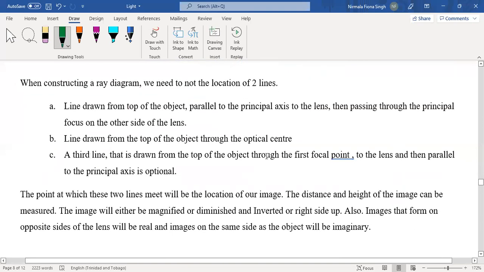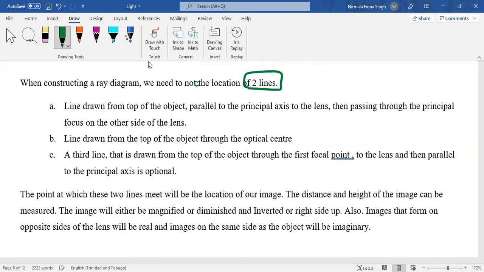When constructing a ray diagram, we need to note the location of two lines. It used to be three, but the third one is optional. But if you want to be extra precise, you can use the 3 lines. I am telling you how to do the 3 lines, by the way. So the first line that we have to draw: we draw a line from the very top of the object, parallel to the principal axis, to the lens, and then passing through the principal focus on the other side of the lens. That sounds like a lot.